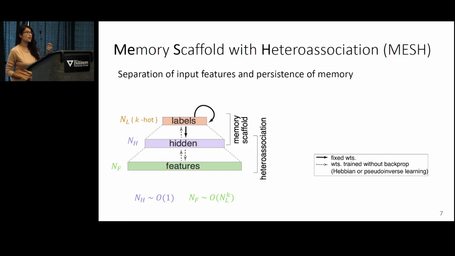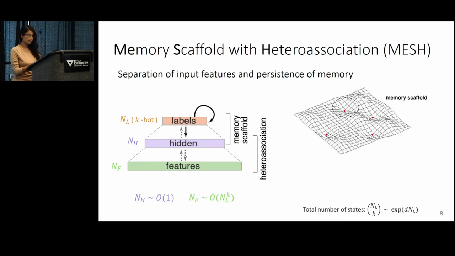The key feature in mesh is that it separates the input features from memory. So it has two key components, a memory scaffold and a heteroassociation component. You can think of the memory scaffold as an underlying attractor manifold that has a set of predefined attractor points. And these predefined attractor points are dynamically stabilized by this two-layer neural network.